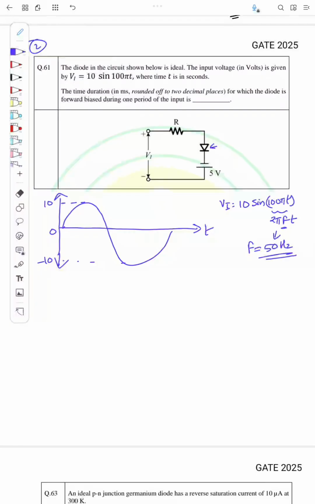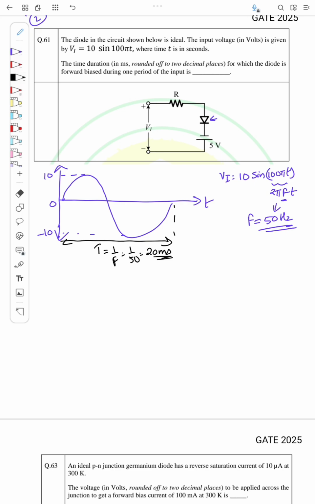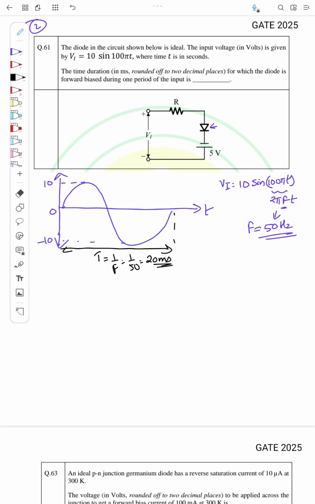So if this is the total time period of this input signal, time period I will call T as equal to 1 by f, right? So that is 1 by 50, that is equal to 20 millisecond, right? So that is the time period. Now the question is the time duration for which the diode is on.